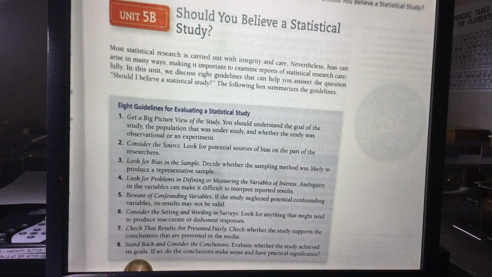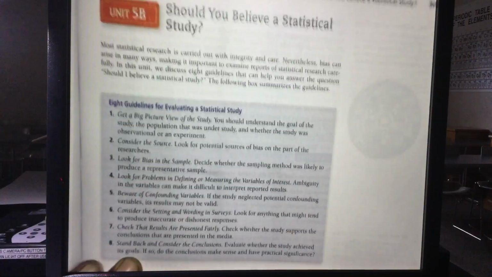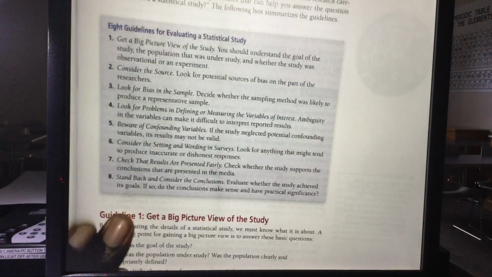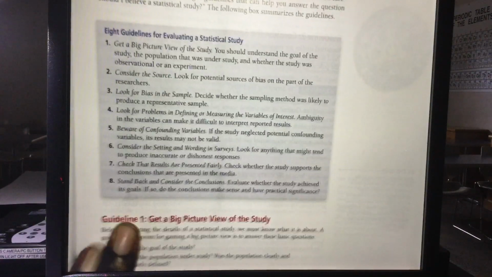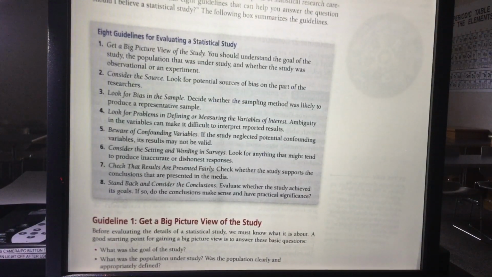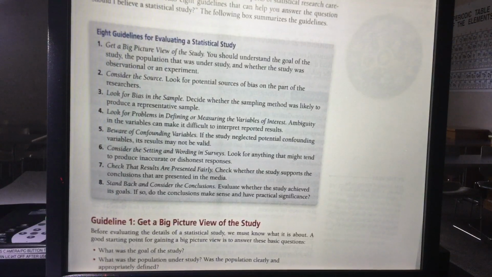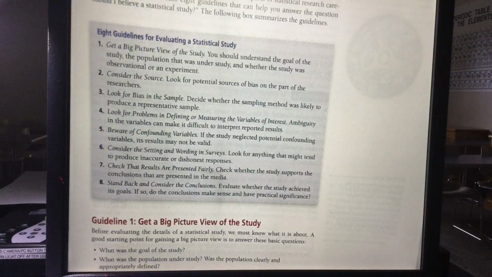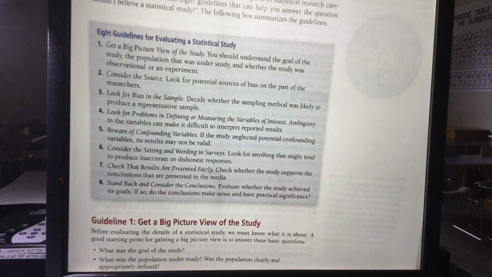In this unit, we're going to discuss the 8 guidelines that can help you answer the question, should I believe a statistical study? Now, the following box summarizes the guidelines that we will discuss in this section. Starting with number 1, you want to get a big picture view of the study. And what you want to do here is understand the goal of the study, the population that was under study, and whether the study was observational or an experiment.